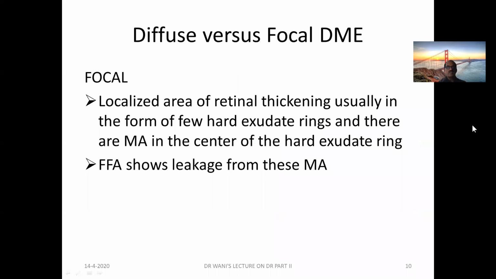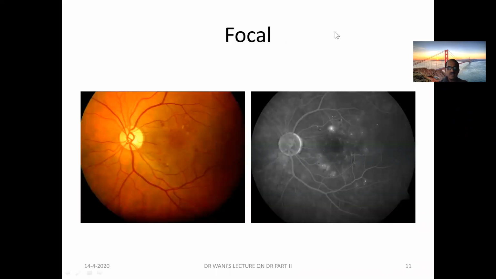The focal is a localized area of retinal thickening, usually in the form of a few hard exudate rings, and there are microaneurysms in the center of those hard exudate rings. We saw that when we were studying hard exudates. If you do fluorescein angiogram, those microaneurysms in the center show leakage. Like in this patient, there are a few microaneurysms and a few hard exudates. On fluorescein angiogram, there are focal areas of leakage, but there is no diffuse leakage.